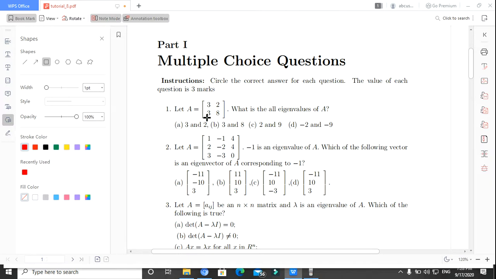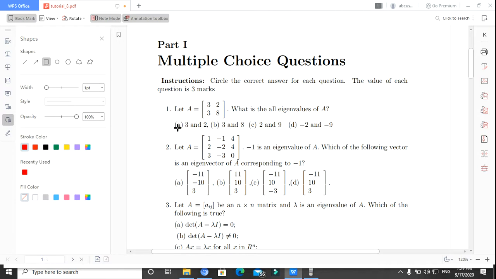Okay, and here four options for the eigenvalues are given. First of all, in this matrix A, the numbers 3 and 8 are the elements in the principal diagonal. Let's add them. 3 plus 8 will give 11. Among these options, the sum of the eigenvalues should be exactly 11.